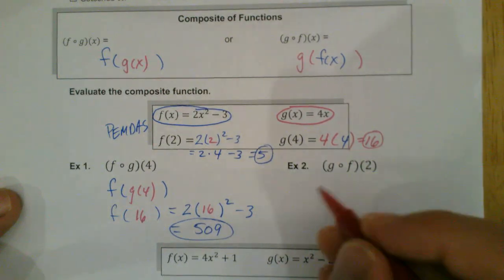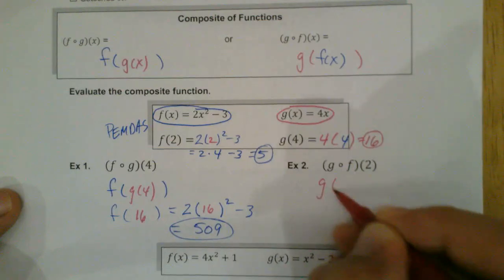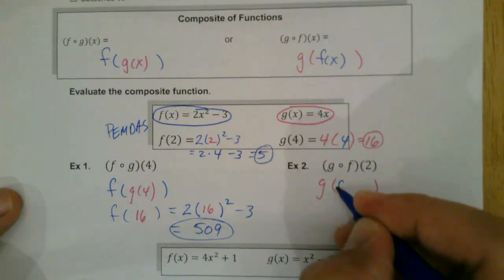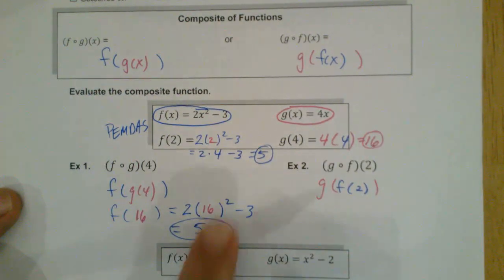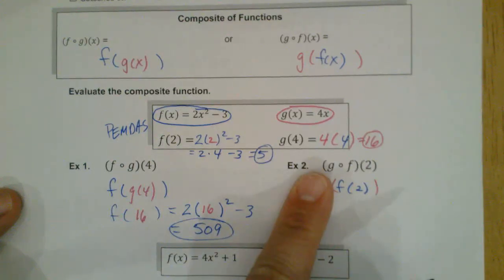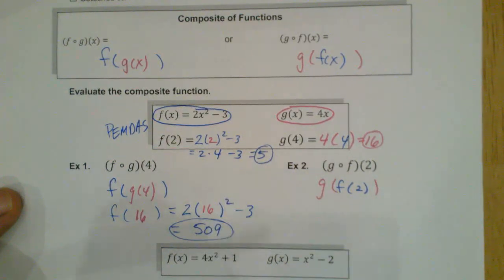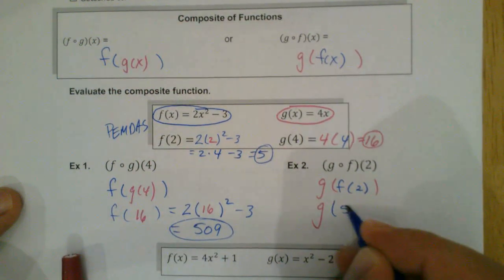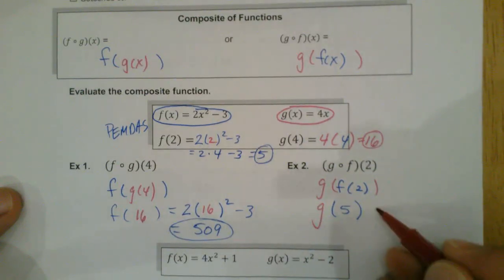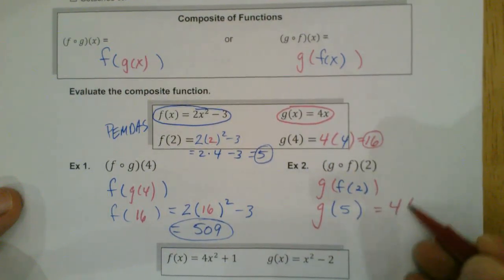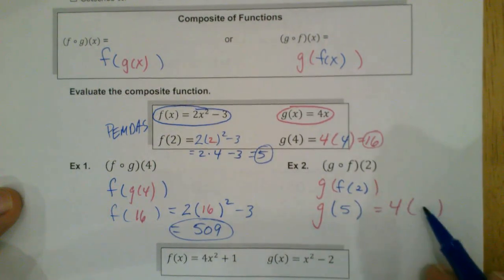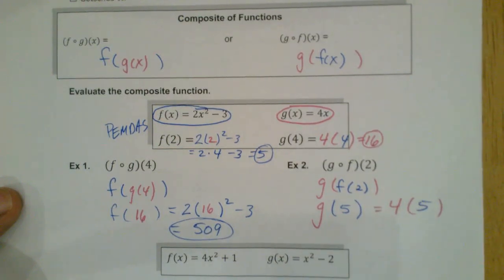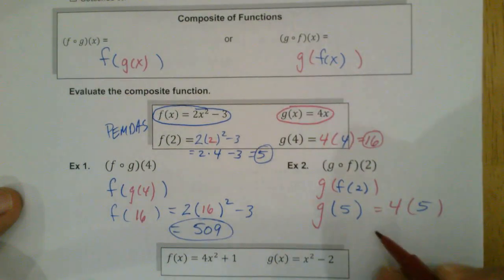So last but not least, go ahead and try g of f of 2. Again, we're going to take that f function, and we're going to plug in 2. Well, we already did that up here. Just cover up, plug in f of 2, and we got 5. So we're basically taking the g function now, and we're going to plug in 5. Well, the g function says I take 4 times my input. And my input this time is f of 2, which again is 5. And 4 times 5, we know is 20.